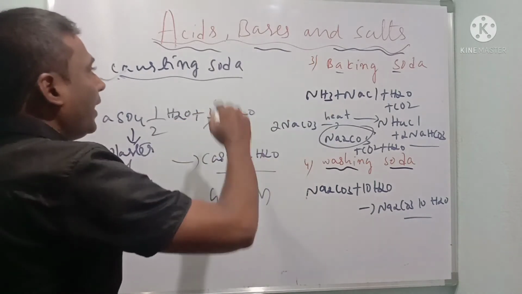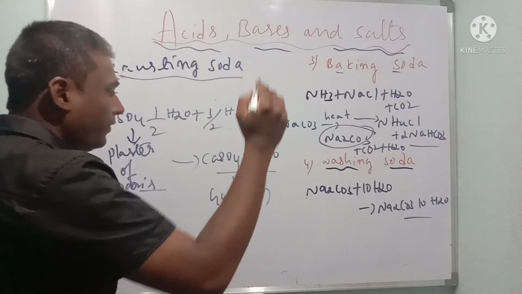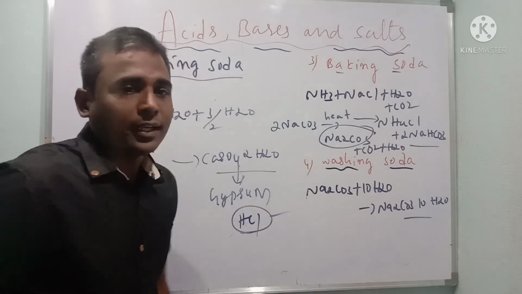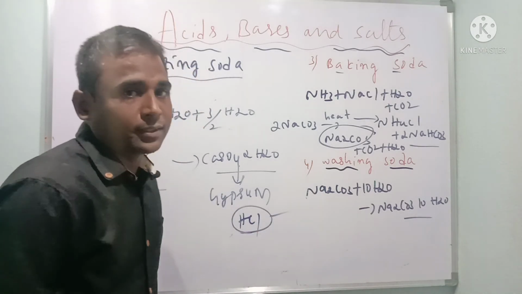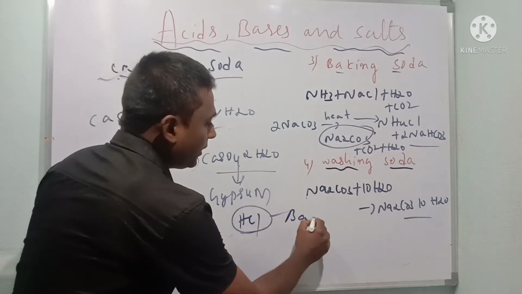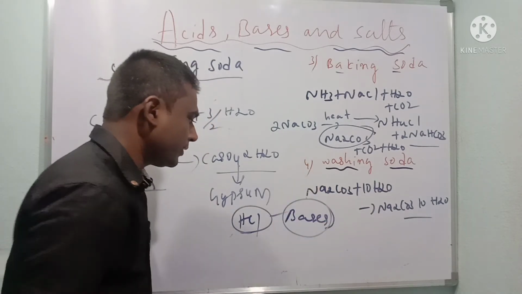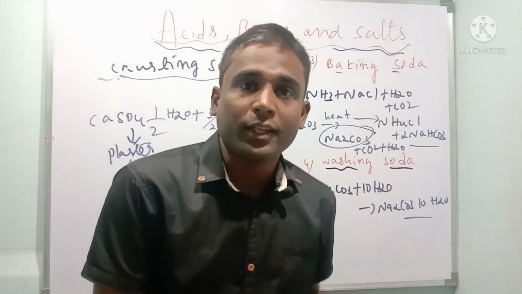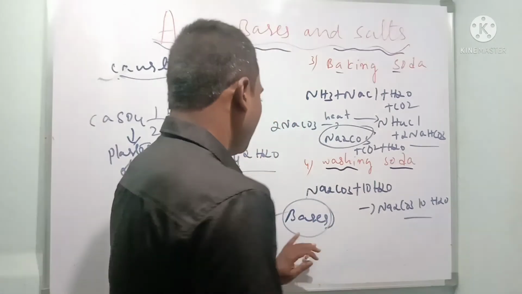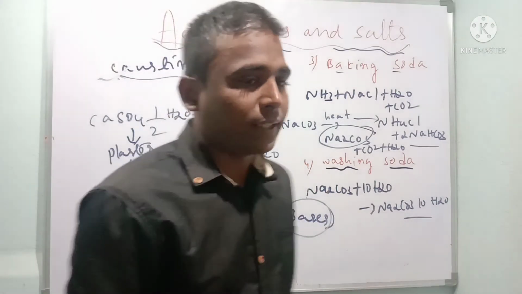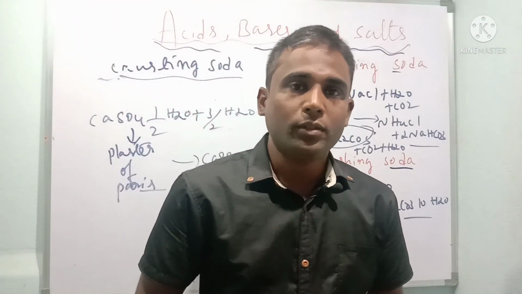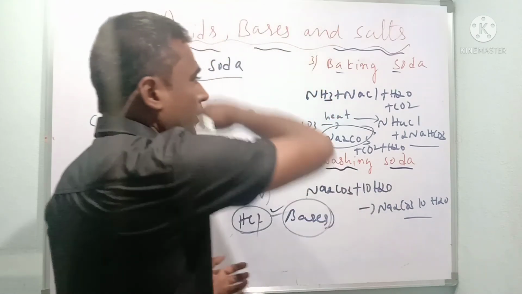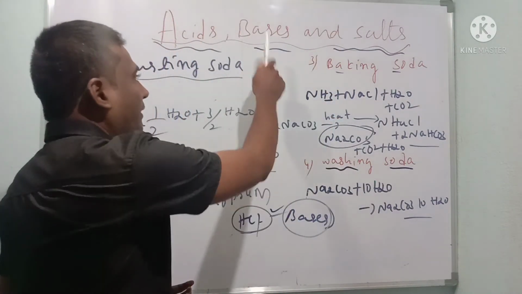This is all about acids, bases and salts. And a very simple question, children: HCl, does it conduct electric current? Yes. Bases, do they conduct electric current? Yes, because of the presence of hydronium ions and hydroxide ions. Okay, acids conduct electricity because of the presence of hydronium ions. I hope you understood, children. I have completely completed acids, bases and salts.